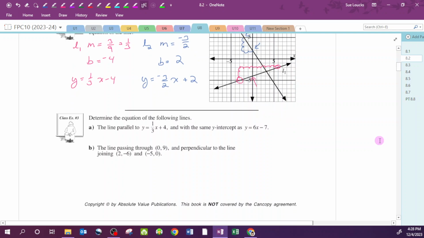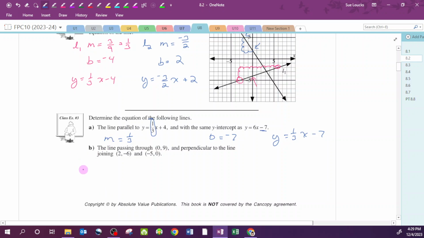Determine the equation of the following lines. So a line parallel to y equals 1/3 x plus 4. That means that the slope is going to be 1/3 because that's the information that we can pull out of that. And it has the same y-intercept as this equation, which means that the y-intercept is going to be -7 because that's the y-intercept of that equation. So then our equation is going to be y equals 1/3 x minus 7.